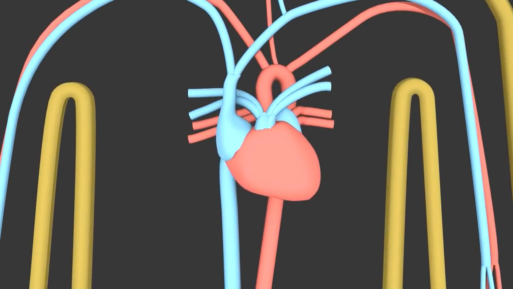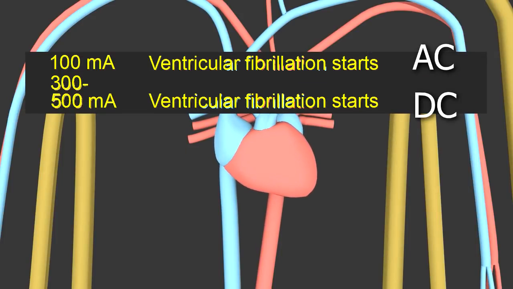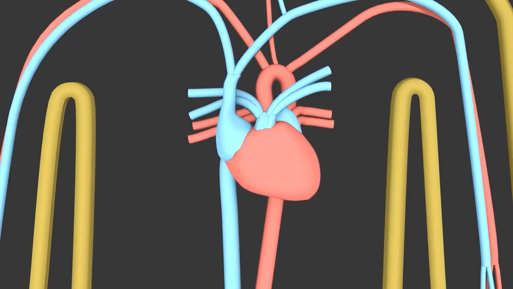The heart's pumping is controlled by electrical stimulation. At 100 milliamps AC, or 300 to 500 milliamps DC, if the current runs through the heart, then that is interfered with. This causes what's called ventricular fibrillation. The heart quivers instead of beating properly, and also leads to death. So far, it does look like it's the amps that kills you.